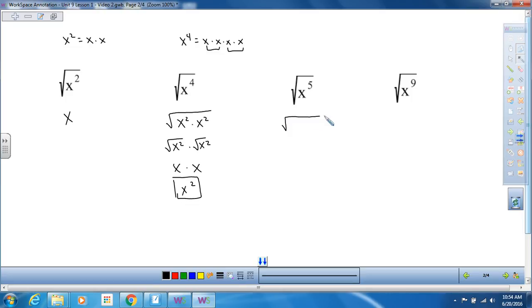So x to the fifth will be x squared times x squared times x. I have an extra x. So let me separate all of these. Square root of x squared and square root of x squared and x squared is x. So the square root of x just has to stay there. I cannot take out an x because it's not x squared. So this stays under the radical. So I do x times x, which is x squared on the outside, and you're still stuck with that 1 x left over under the radical.